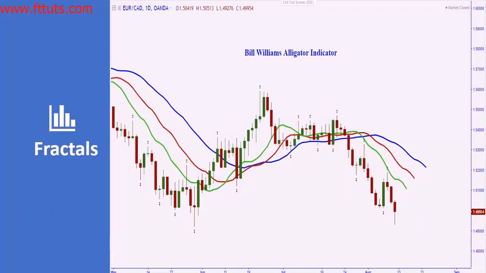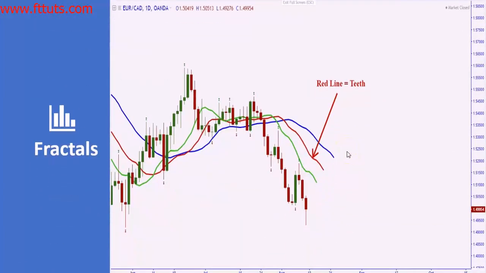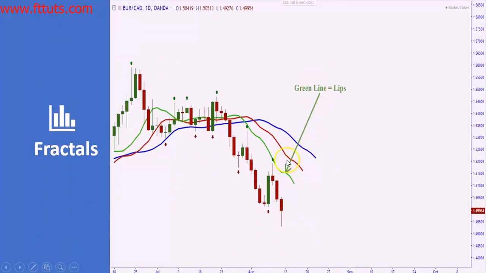So I'm going to look at the alligator a little bit. So basically you could see the Bill Williams alligator, they're just moving averages. But the blue line is the jaw. The red line are the teeth. And the green line are the lips.